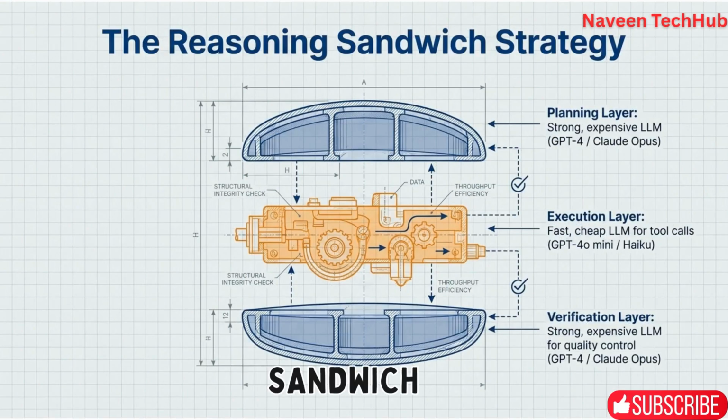Let's look at the reasoning sandwich strategy. This uses an expensive LLM for high-level planning and verification, sandwiching a cheaper, faster LLM for execution and tool calls, optimizing both cost and speed.